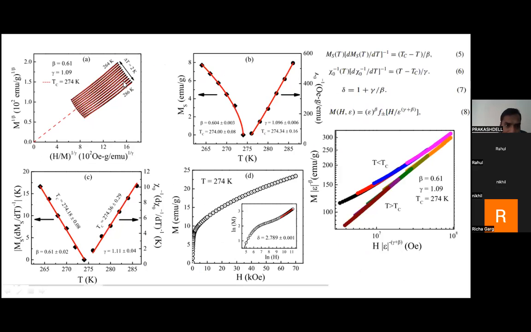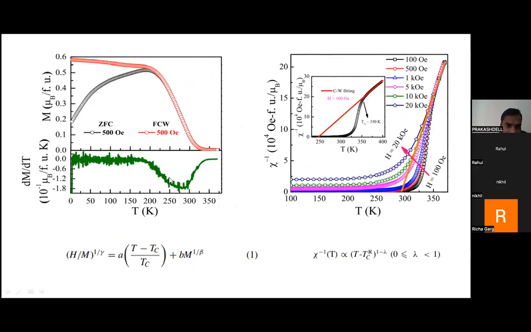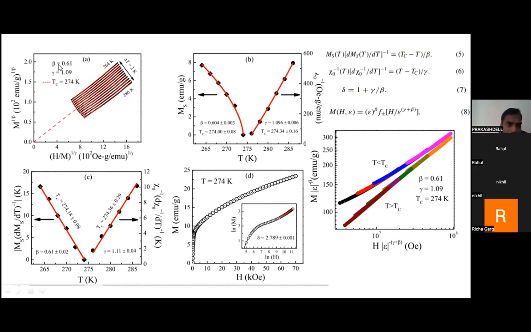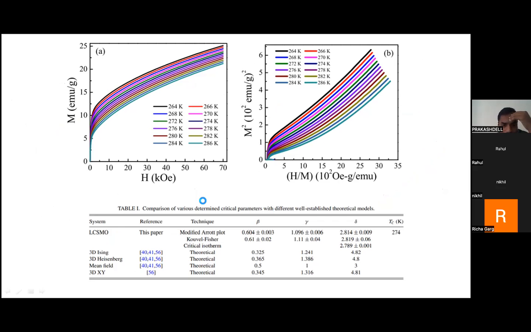So this part we have taken, and you can clearly see this TC is 274, which is very much matching with the first derivative of this curve. Now beta and gamma are this. So for mean field theory, there are different theories you can see here. For reference I have put here the 3D Ising model, where beta value has to be 0.325, gamma value is 1.241, and delta is 4.82, and delta is known as the Widom criterion.